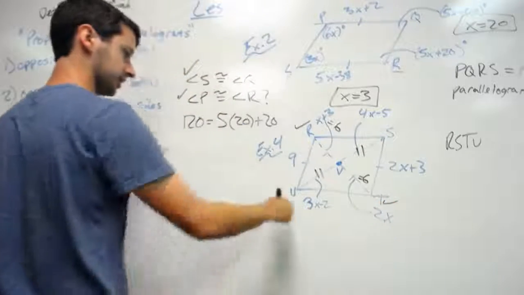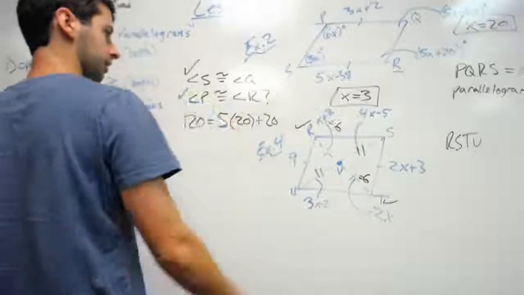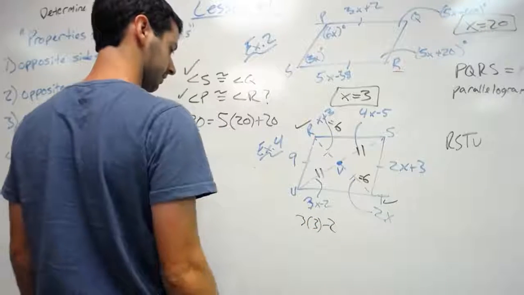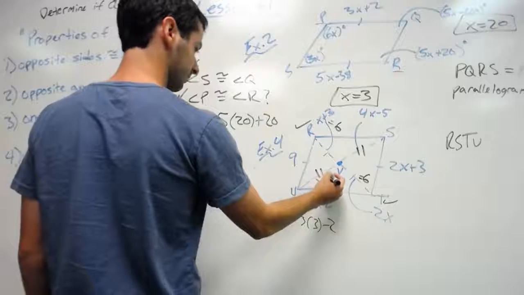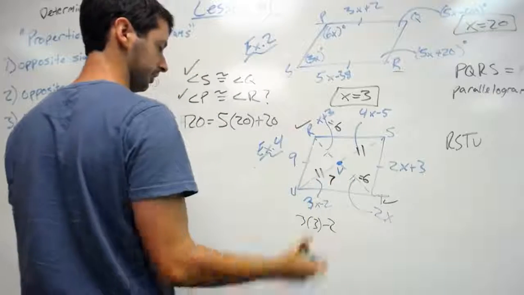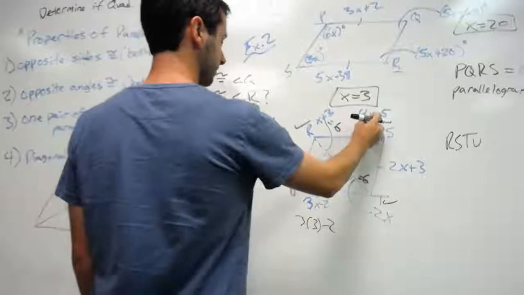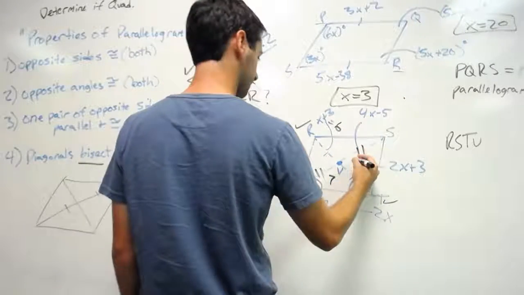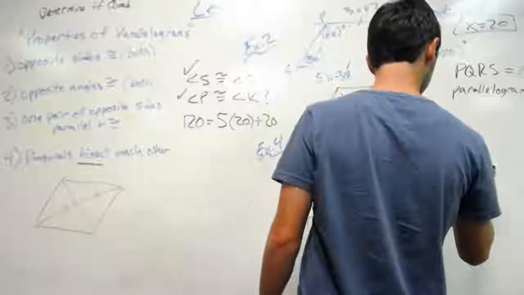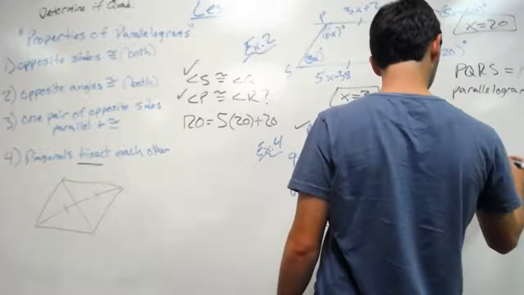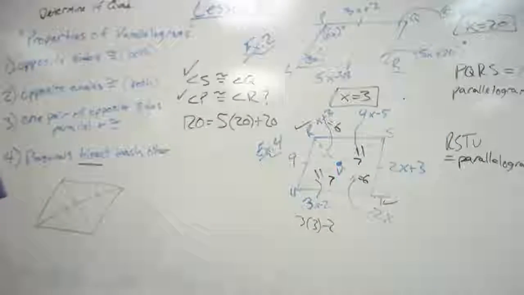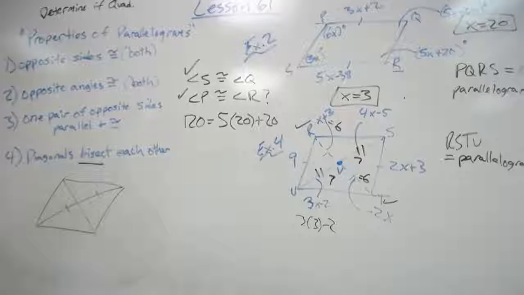Let's check the other ones out. Plug in 3 here. 3 times 3 minus 2 is 9 minus 2, 7. Hopefully you can read all my writing here. 4 times 3 minus 5. 4 times 3 is 12. Minus 5 is also 7. So therefore, it is a parallelogram. There you go. And so that's how you solve these examples. You just got to make sure you know your properties of a parallelogram.